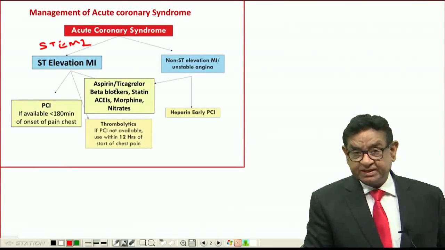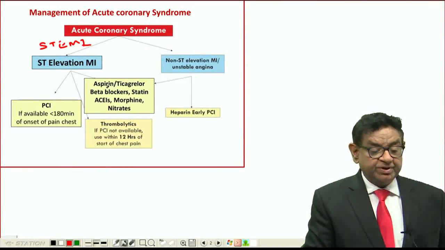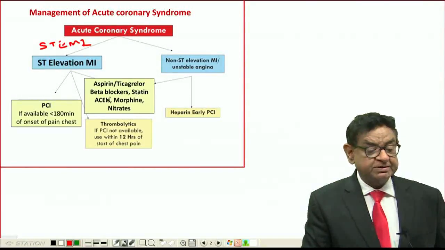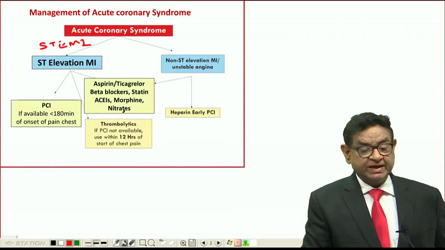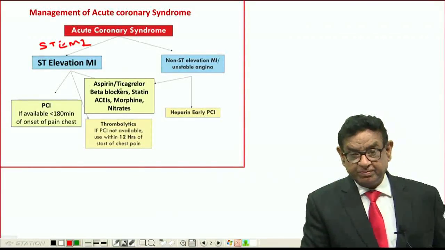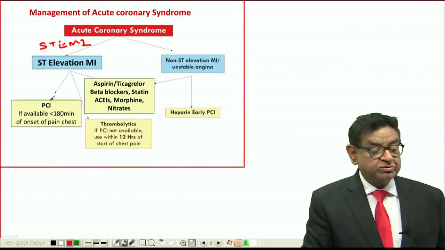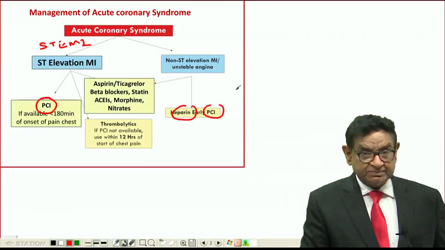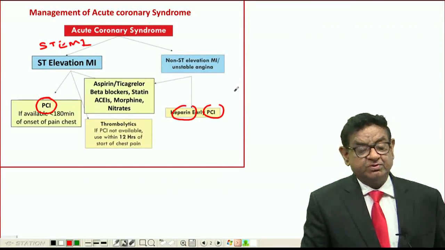In both the cases in acute coronary syndrome, we give aspirin and ticagrelor. They are antiplatelet drugs. We give beta blocker, we give statin, ACEI, morphine, nitrates. This is given in both. And of course, we also plan for PTCA in both the conditions. Heparin also we try to give in both the cases because we want to prevent deep vein thrombosis.